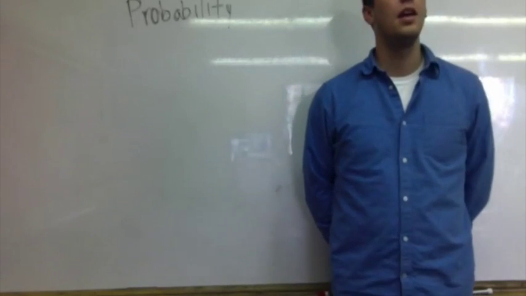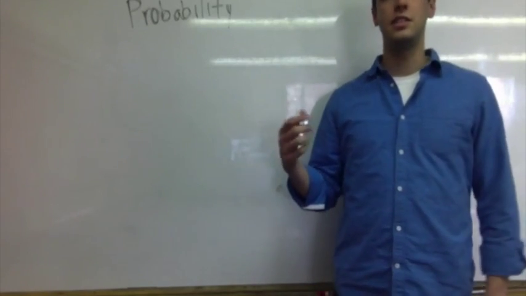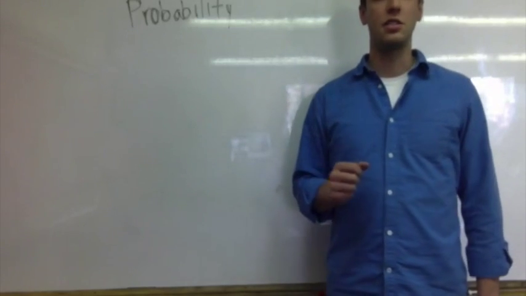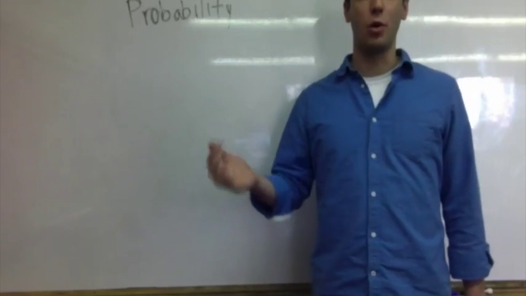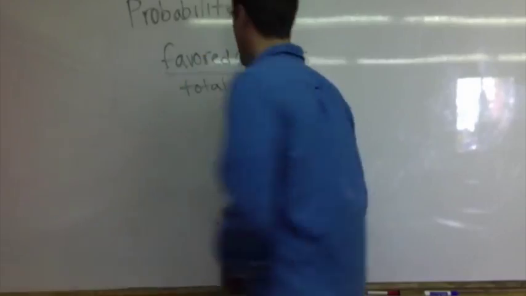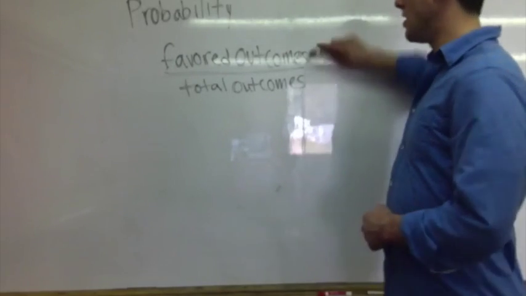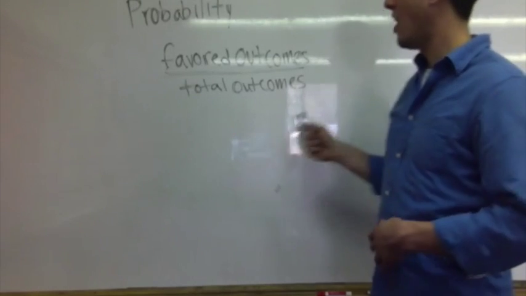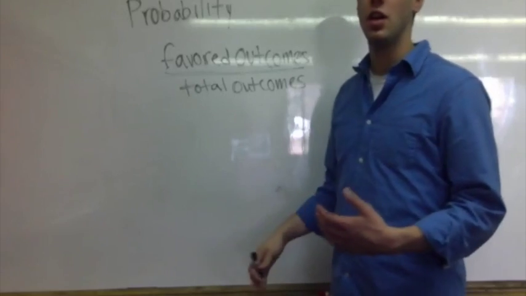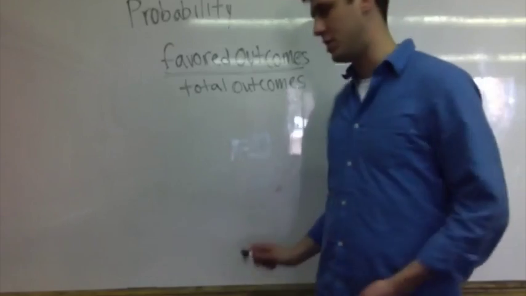Probability is, by definition, the chance in which you'll have a favored outcome. And so, because we're in a unit about proportions, we can describe it like this: the number of favored outcomes divided by the number of total outcomes will give us our probability of a favored outcome. Let me put this into an example so it'll make more sense to you.